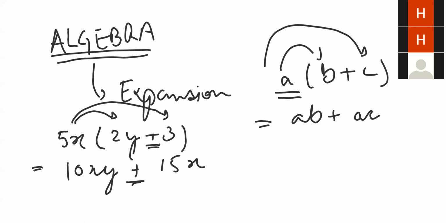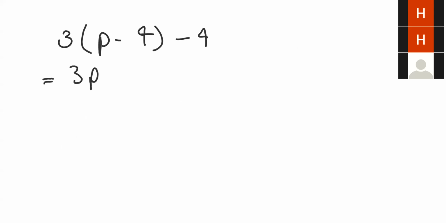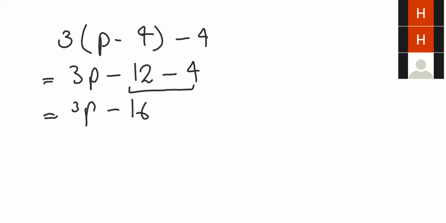Let's do another example for your expansion, a more complicated one, that is 3 times p minus 4, minus 4. So in this case, you will be getting 3 into p, that gives you 3p, the minus sign comes out as it is, and 3 will be multiplied by 4, which gives you 12, and the minus 4 comes as it is. So in the next step, since these are both constants, you can add or subtract them. So 3p and minus 12 and minus 4 is going to give you minus 16. So the answer that you're going to be getting is 3p minus 16.